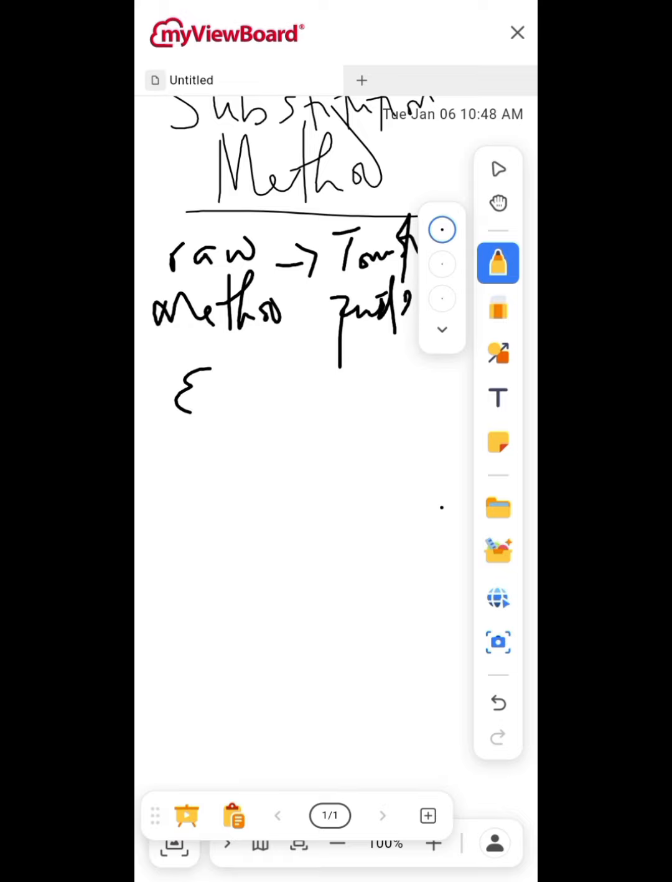Okay, so let's look at our very first example. We have 2m plus n equals 0 and m plus 2n equals 3. We want to use substitution method for this.